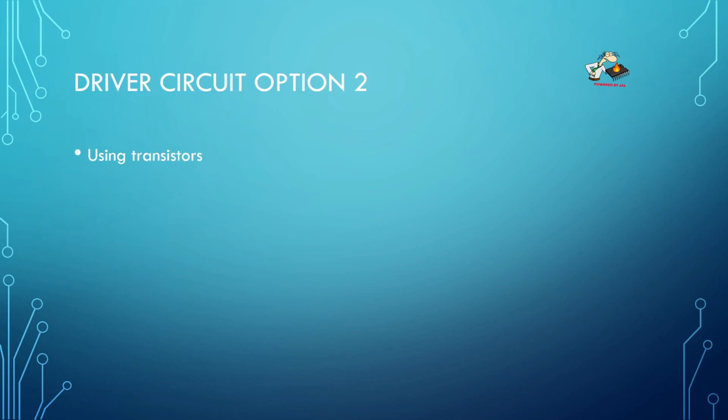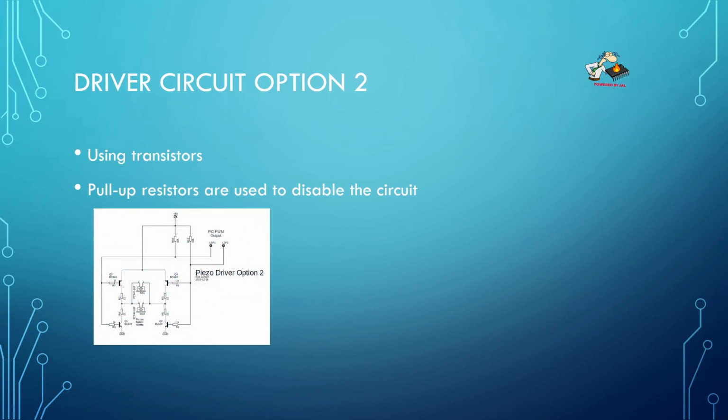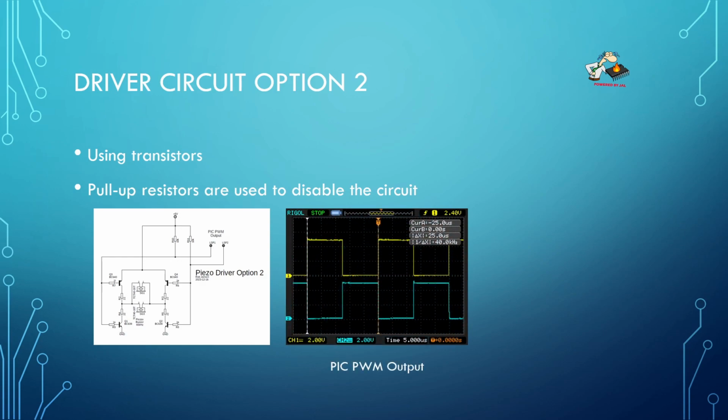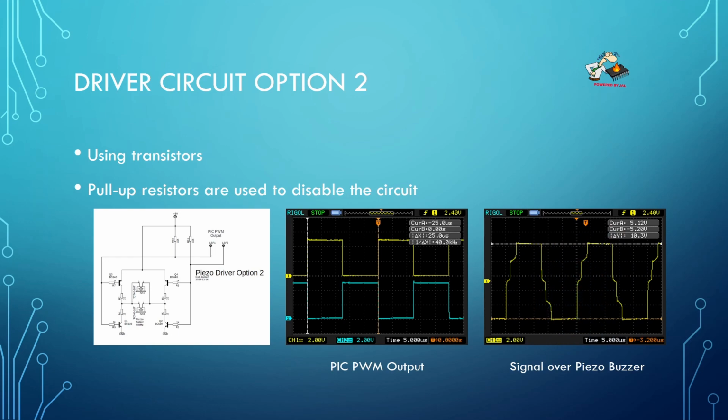If you look at driver circuit option 2, I'm using transistors. I also need pull-up resistors, which are used to disable the circuit. I will explain that later in this presentation. So the circuit then looks like this. And the signal on the PIC is then much cleaner. And the driving signal looks like this.